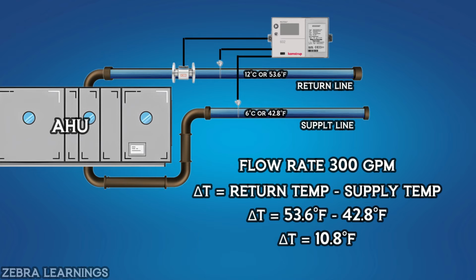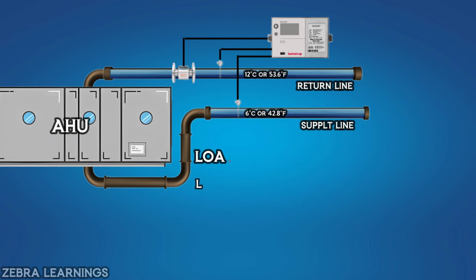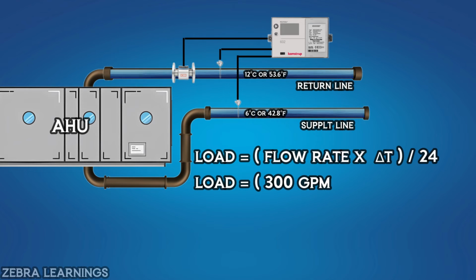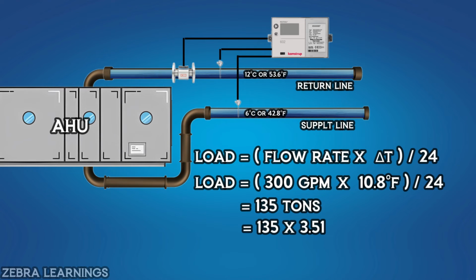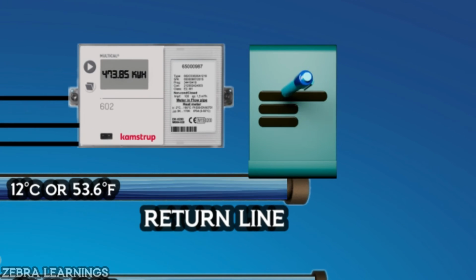Now, let's use these values in the formula. Load is equal to flow rate 300 gallons per minute multiply delta T 10.8 degrees Fahrenheit divided by 24, which is equal to 135 tons. When we multiply this value with 3.51, we get the kilowatt hour value. 135 multiply 3.51 is equal to 473.85 kilowatt hour. We will note this value from the BTU meter and give it as billing to Office 1.